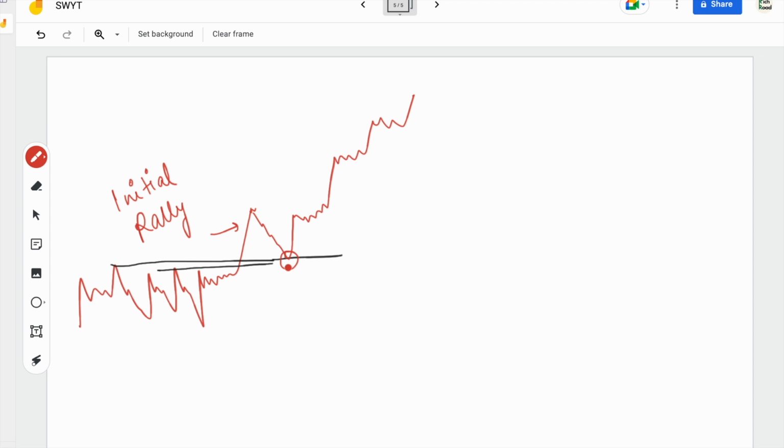So the second area here is low risk. Why is it a low risk? Do you understand why it is a low risk?